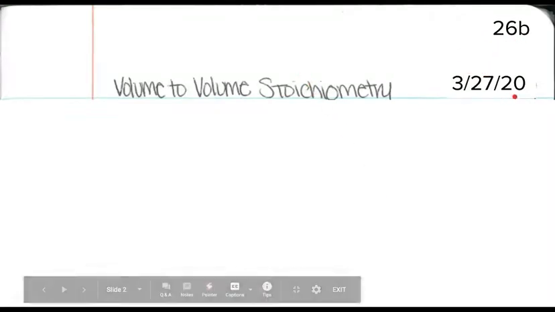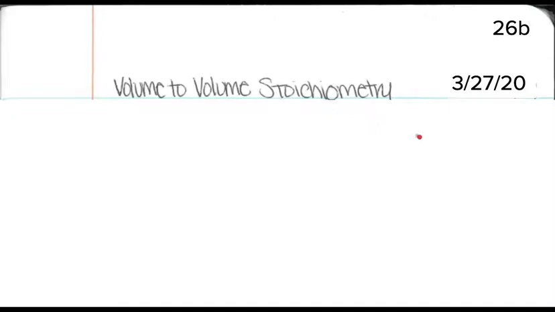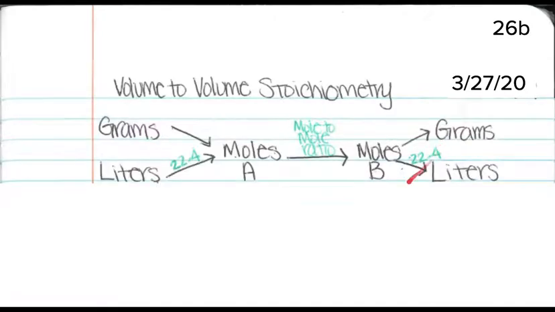So again, now I am in page 26. I have the date and volume to volume stoichiometry. So I have you writing this graphic again because we are going to continue to use the mole to mole roadmap here as we're looking at stoichiometry, which again, we would use when we're looking at exact quantities of reactants and products and trying to relate them to each other.